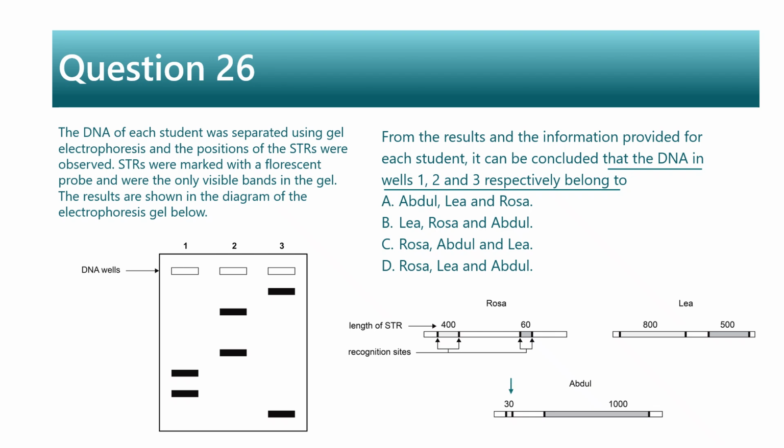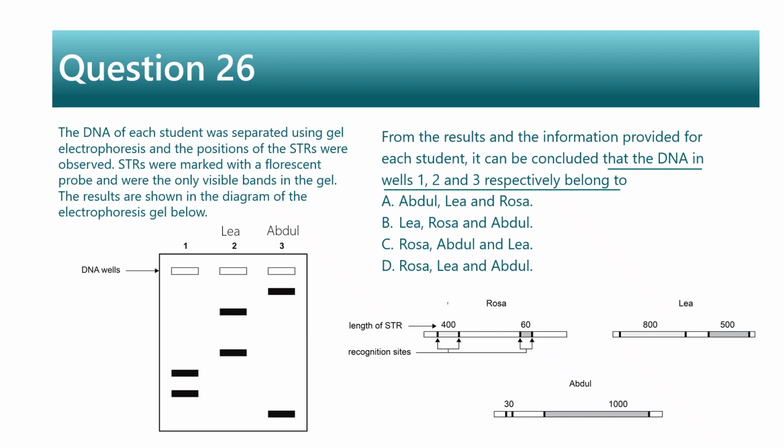Abdul has both the largest, 1000 BP, and the smallest, 30 BP fragments. This means his lane must feature the highest band and the lowest band on the entire gel, which perfectly matches well 3. Li has 2 relatively large, intermediate fragments, 800 BP and 500 BP, which corresponds to the higher, closely spaced bands in well 2.